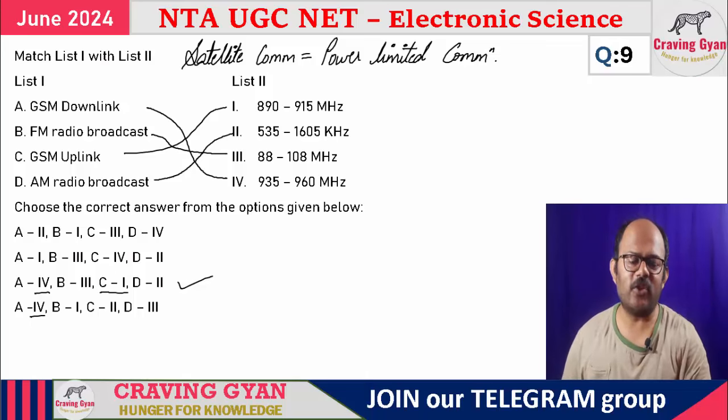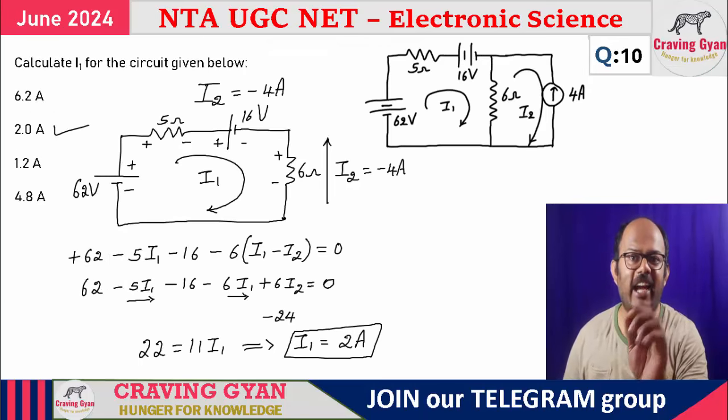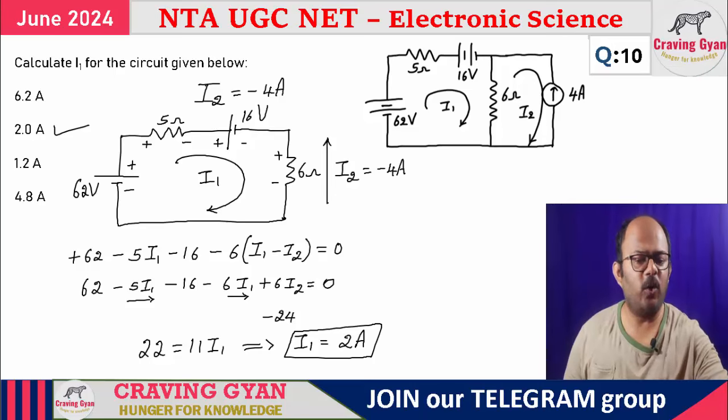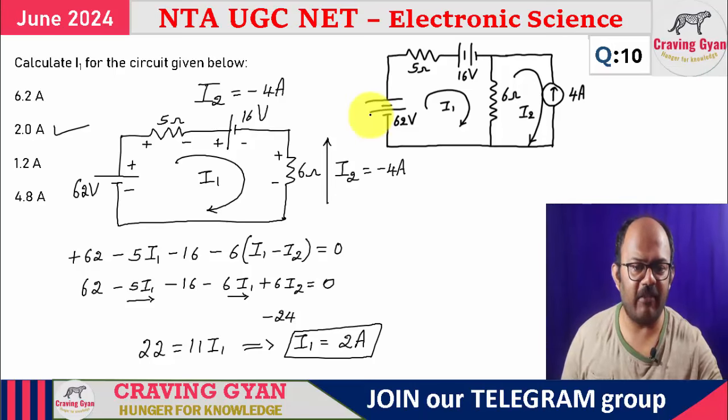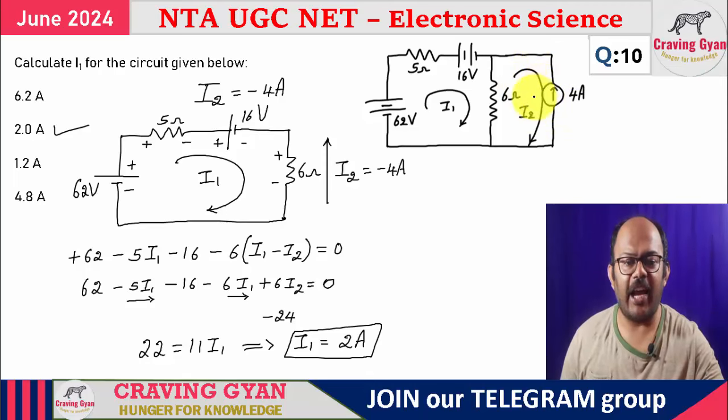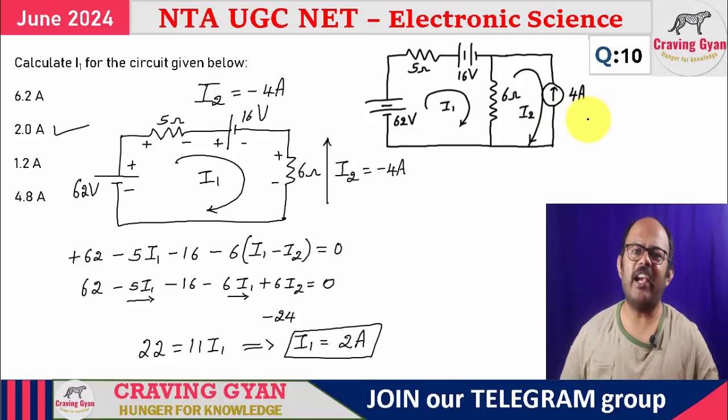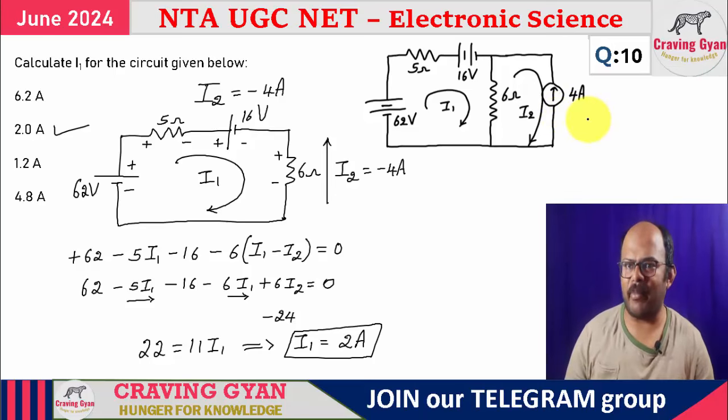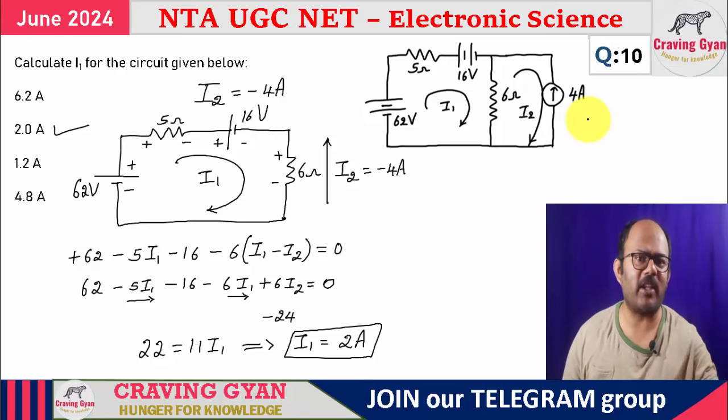Let us move on to the 10th question. In the 10th question, what they're asking is to find the current I1. See, there are two loops. Consider this loop as I1 and the other loop as I2. Now, in I2, the direction of I2 is opposite of 4 amperes. So I can tell I2 equals minus 4 amperes.